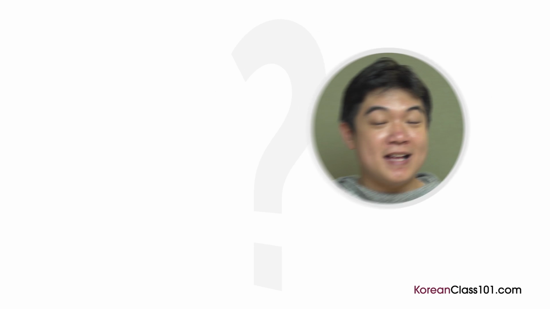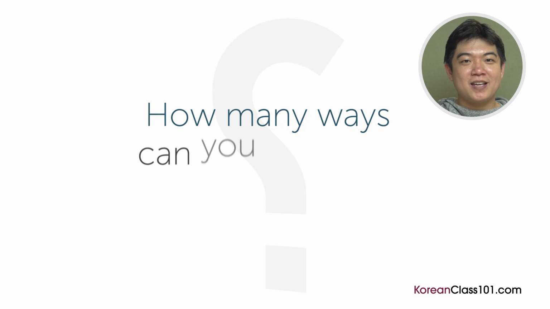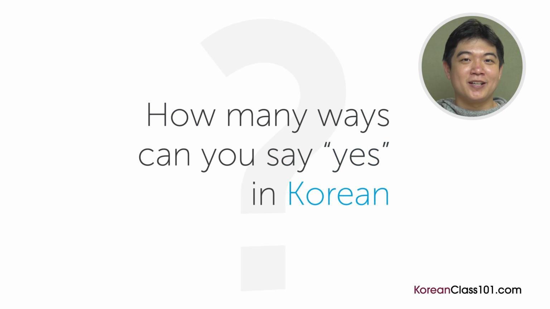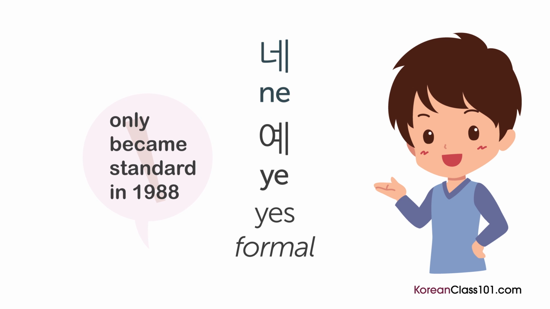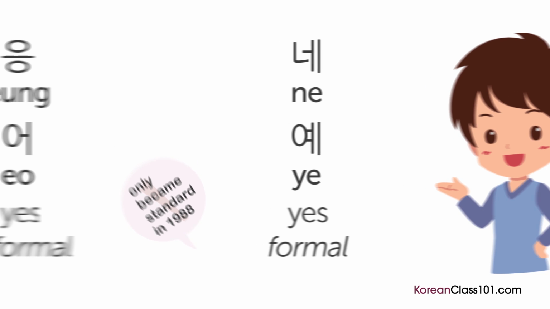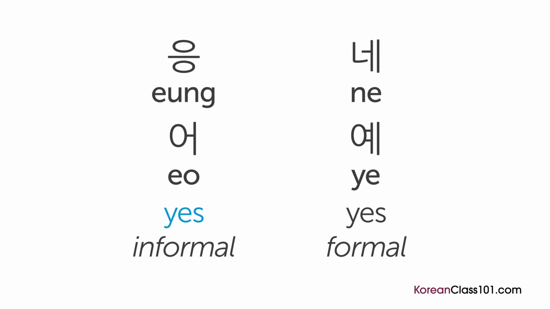The question for this lesson is, how many ways can you say yes in Korean? There are two formal ways to say yes in Korean. The one you might think of first is 네. But actually, the first official standard Korean word for yes is 예. Did you know that 네 only became standard in 1988? Nowadays, people use both.